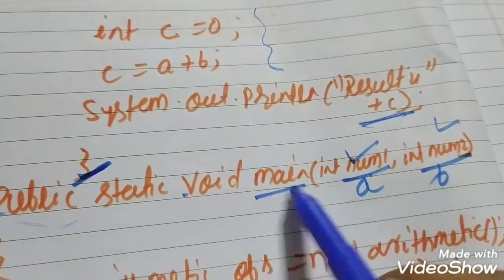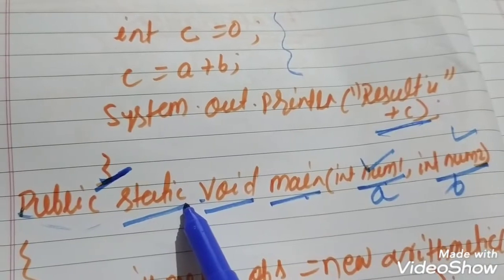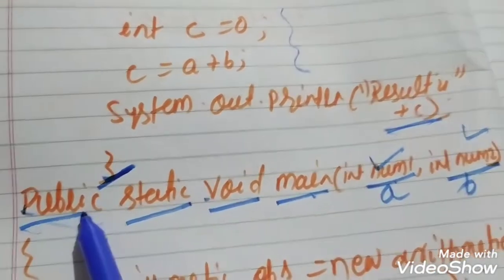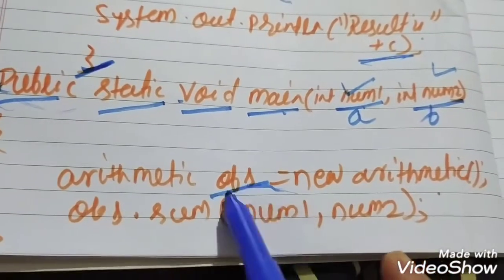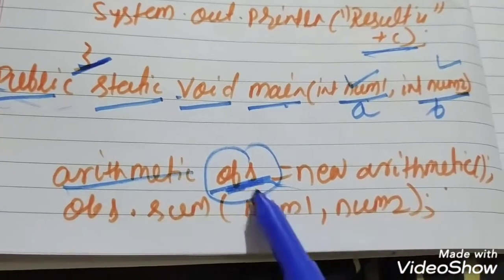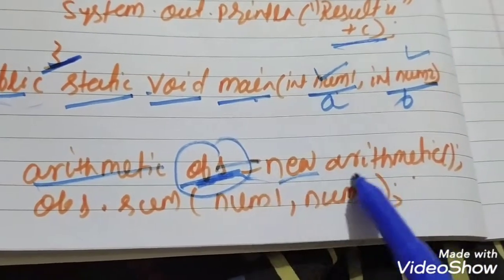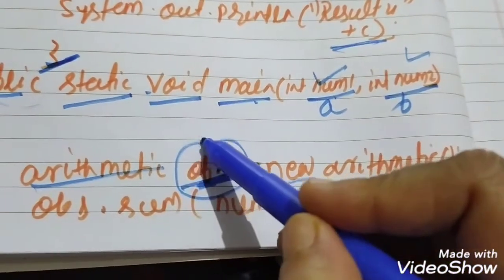Main is the main method. Void does not return anything. Static means it does not require an object at all, and public means accessible by all. So here it creates an object. All of you knew in class 9th how to create an object: class name, object name, new, class function. Okay, all of you have seen it is the object.